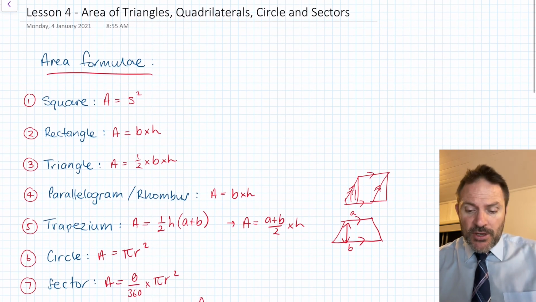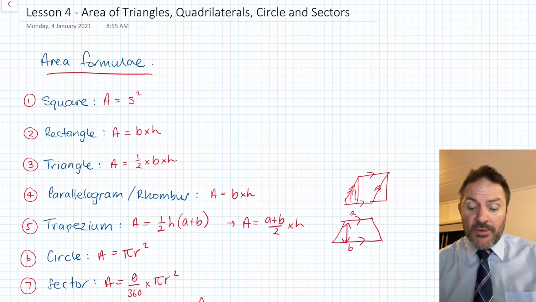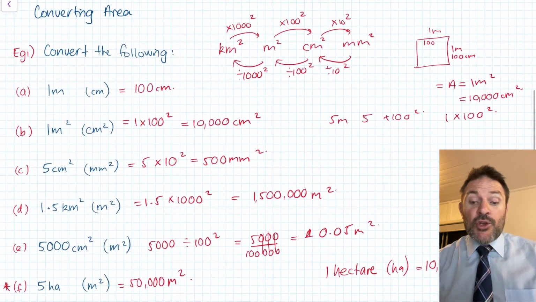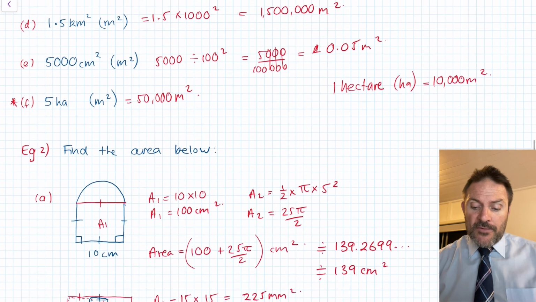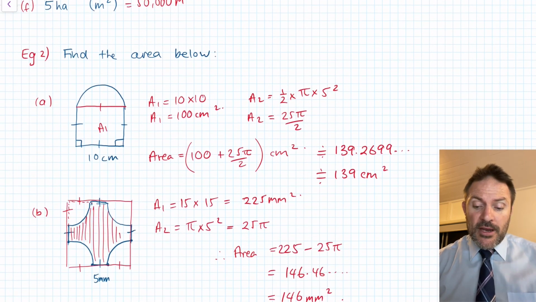I know it's a fairly quick lesson. Area of triangles, quadrilaterals, circles, and sectors. Go and learn your formulas. You need to know those things off by heart. Yes, some of them are on the formula sheet, but you should know them. Make sure you understand your conversions of areas. Okay, that's really important too. And then, of course, your actual practical areas.